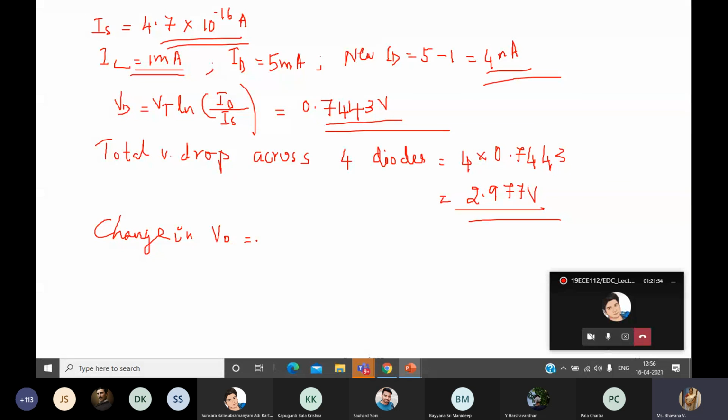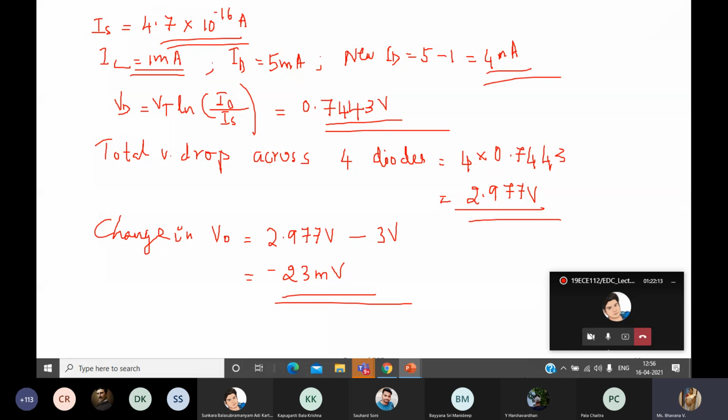So change in V0. This is now our new V0. What is the actual V0 given in the question? 3 volt, right? So it will be equal to 2.977 minus 3 volt, which is equal to minus 23 millivolt. Getting or not? 22.8, something like that, you will get. Yes, ma'am.